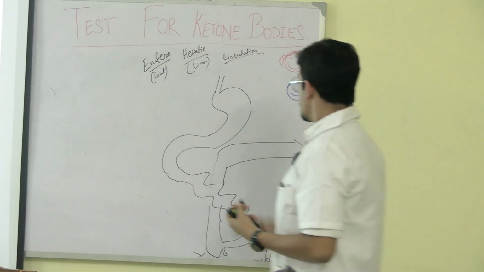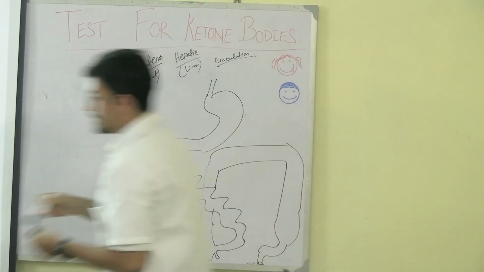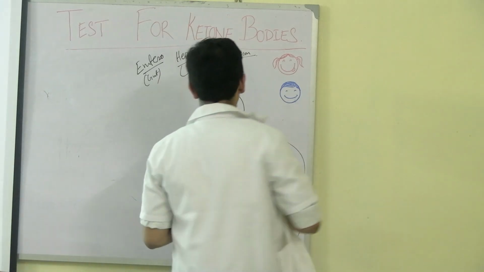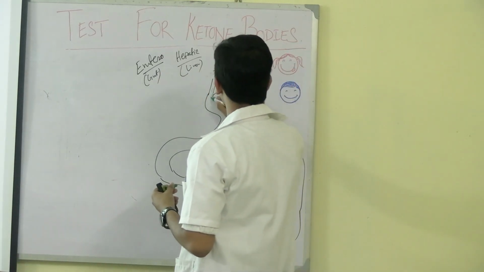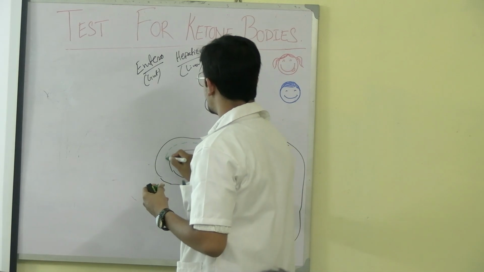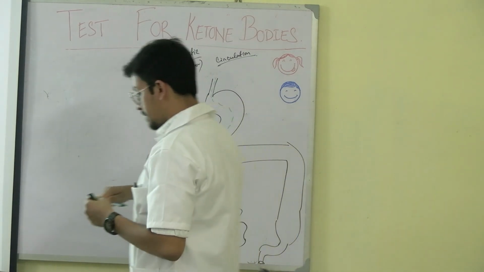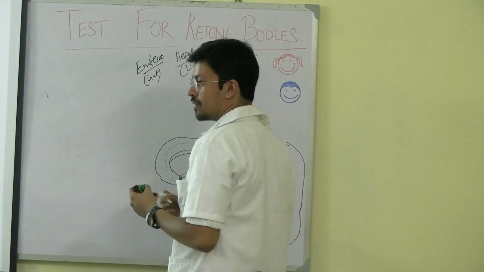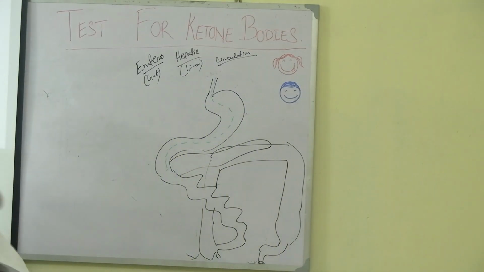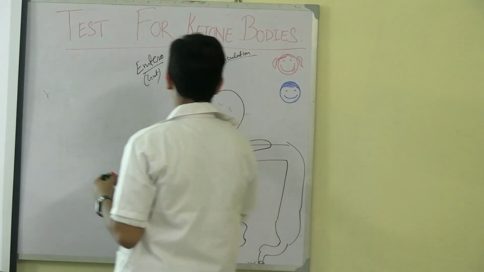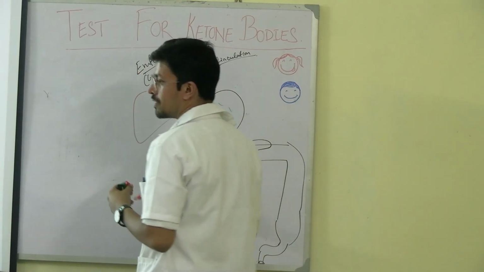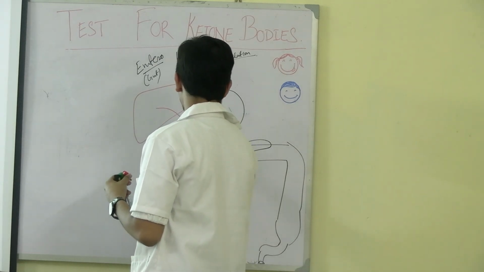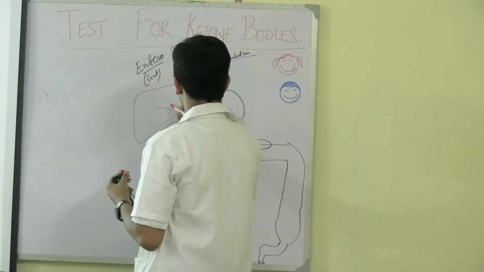Fine. Now whenever a food particle is entering from here, it is coming through this way. Up to this much it comes. Now here is the pancreas, and here is the liver. This comes here, this comes here, and this is the gallbladder.